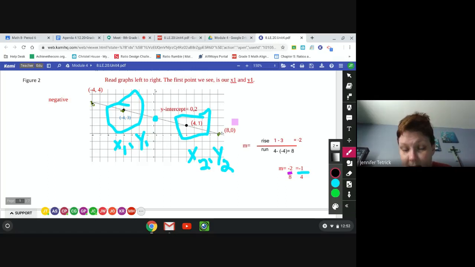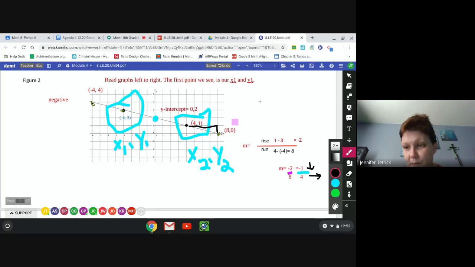Okay, so this means that I can go down 1. So if I go down 1 and over 4, 1, 2, 3, 4, I can get the spot, okay? So that means I can go down and then over positive. Or let's look at this one. I can reverse the negative sign and I can go up 1 and over 4.